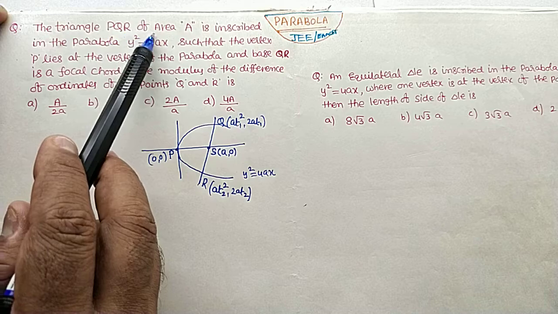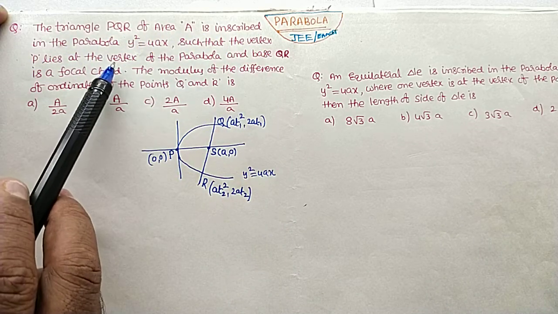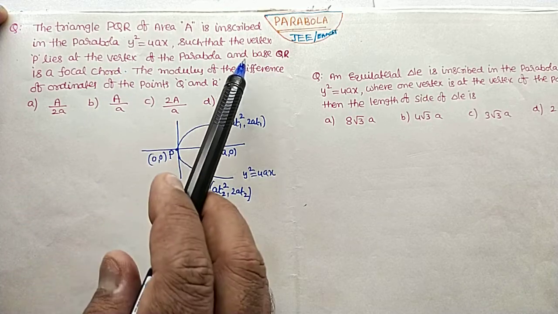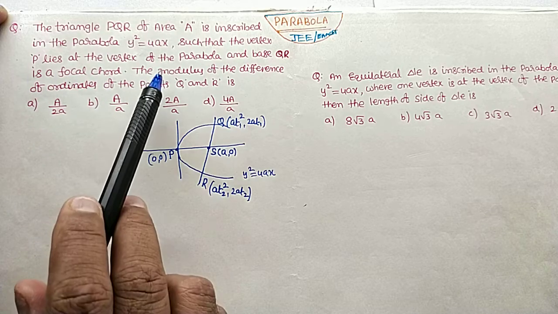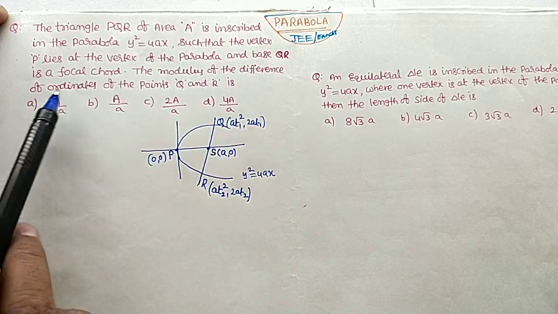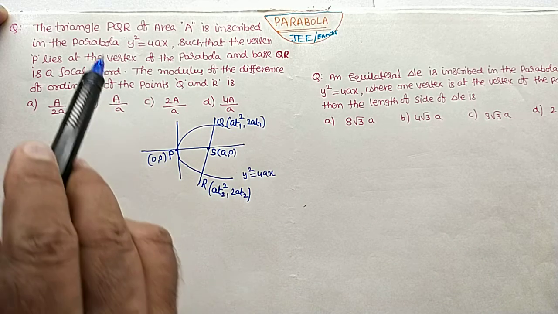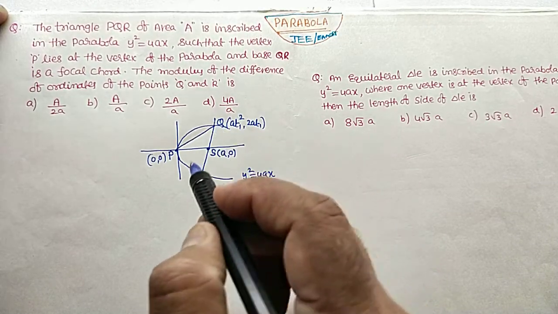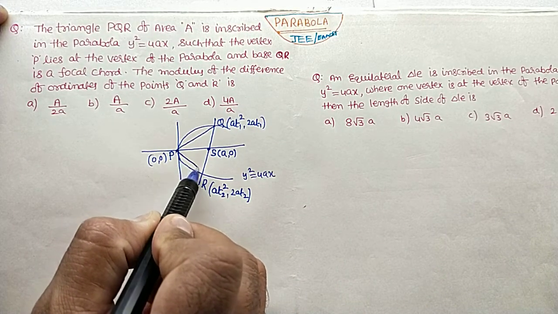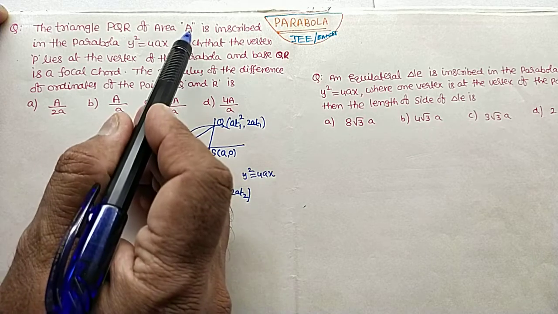a triangle PQR of area A inscribed in the parabola such that the vertex P lies at the vertex of the parabola, base QR is a focal chord. The modulus of the difference of ordinates of the points Q and R. So now, the area of triangle PQR. Join PQ as well as PR from the figure. The area of the triangle PQR is denoted by capital A.